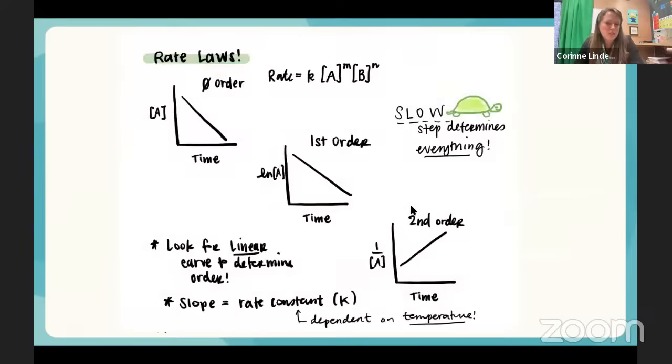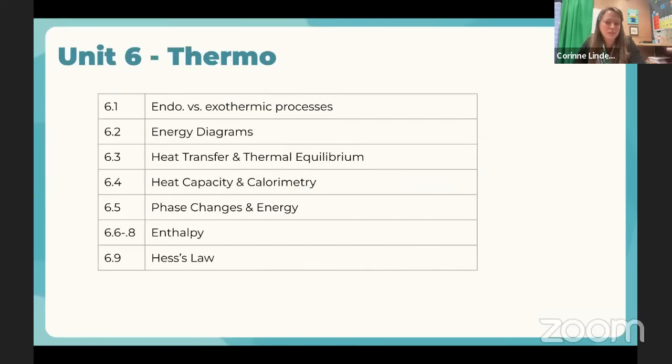This is the other thing you should be aware of. Note that you can identify the order of a reaction just by determining which curve is linear, right? If you have the concentration over time and that is linear, that is a zero order reaction. If the natural log of the concentration over time is linear, that's first order, and one over the concentration indicates a second order reaction. So if you're given four graphs and asked to determine the rate order, just look for the one that is linear. If you have these three things memorized, you can breeze right through unit five. So let's go on to unit six.